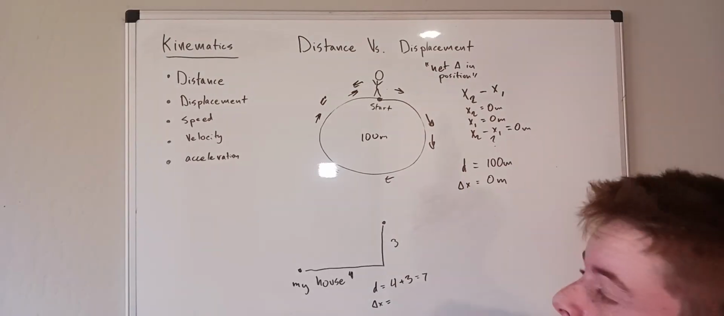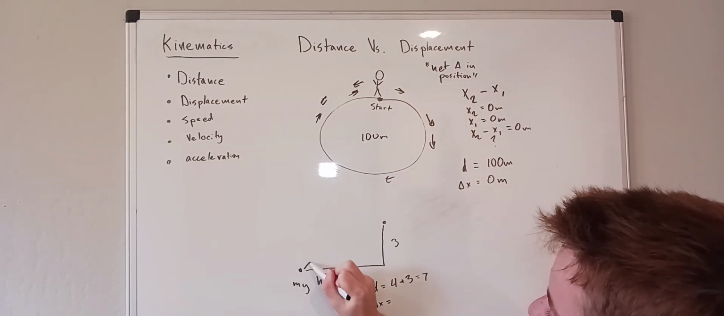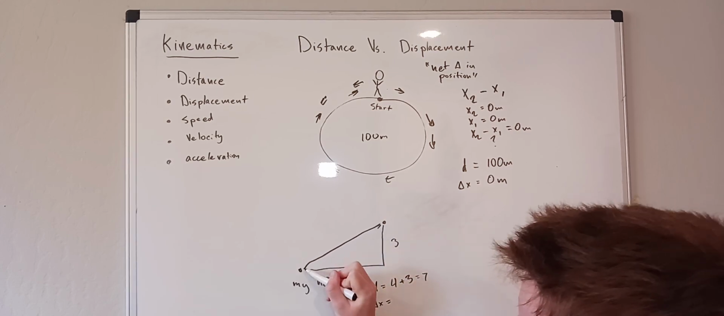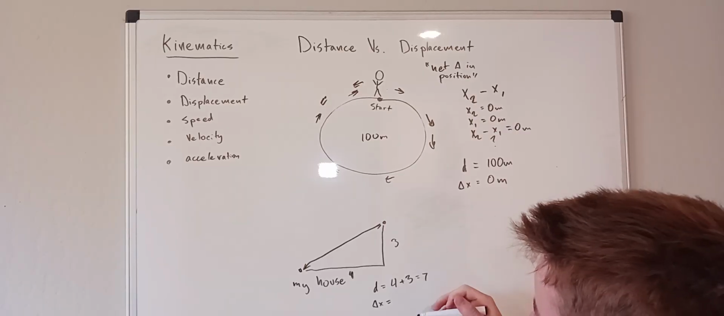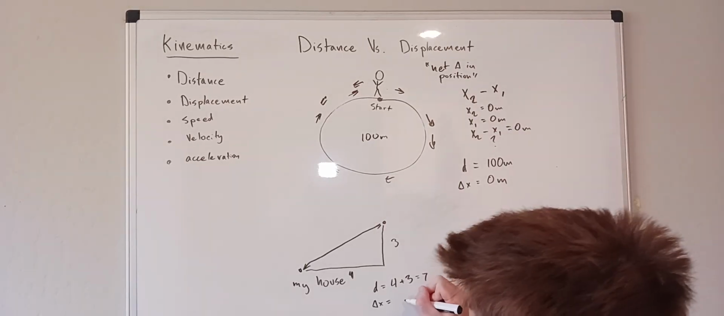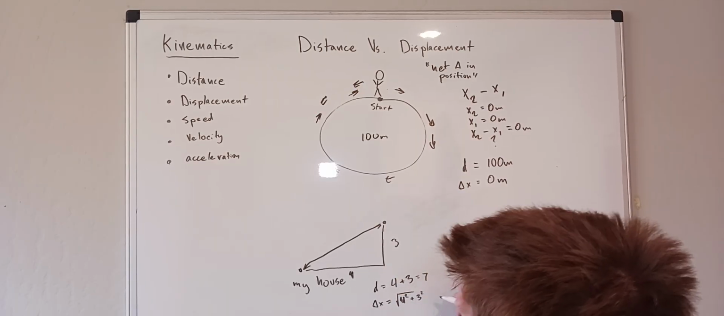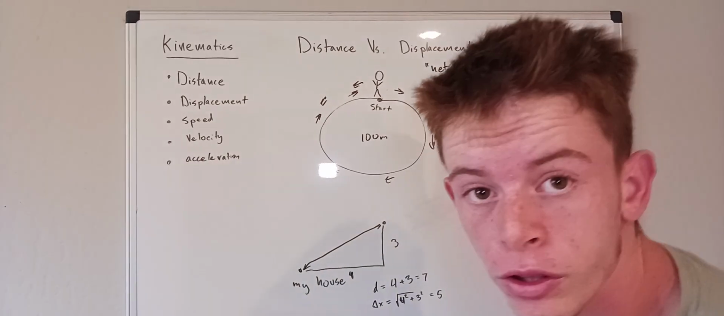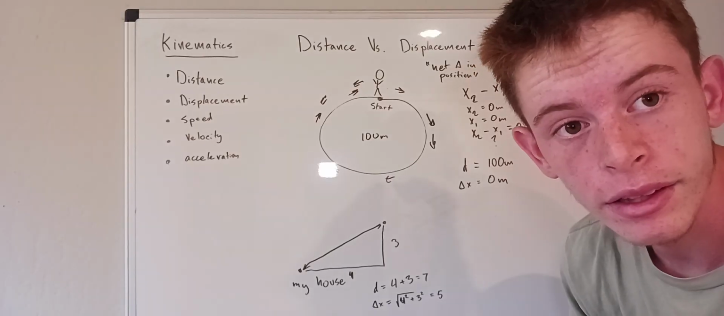But if you want to find the displacement, you find the most efficient path, the net change in position. So that's from here to here. And in order to find that, we need to do the Pythagorean theorem. So the square root of 4 squared plus 3 squared equals 5. Our total displacement is 5. So that's distance and displacement.